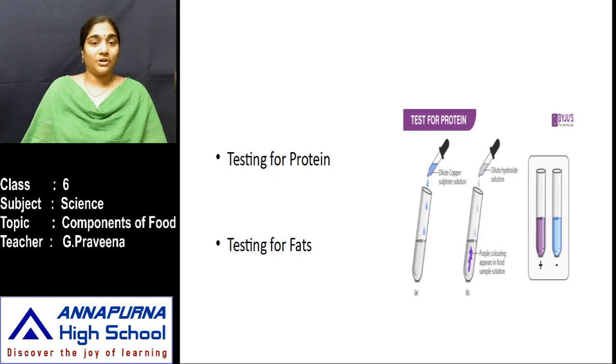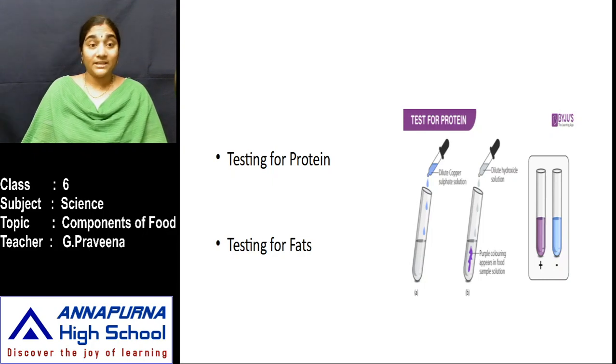So the carbohydrate test is done by adding iodine to it, and the color has to change to blue or black. Whereas in the test for proteins, the color change that you can see in the test tube is that the food changes its color to violet. So that indicates the presence of proteins in the given food substance.